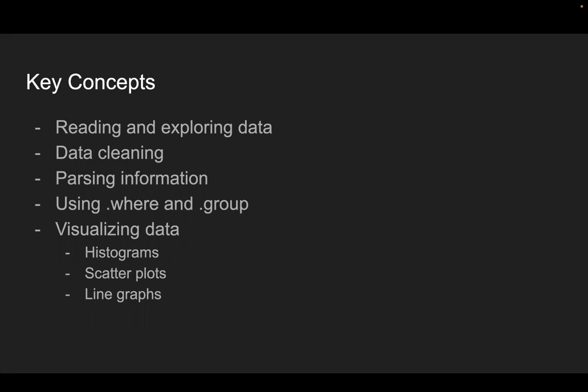We'll talk about using .where and .group because those are two important methods that you should be pretty comfortable with for the Olympics mini project. And then we'll do a little bit of visualizing data using histograms, scatter plots, and line graphs.